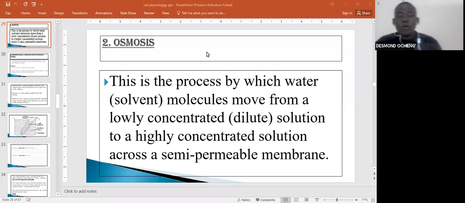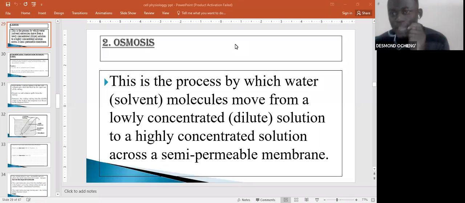Now, when we say across a semi-permeable membrane, it is the same as saying through a semi-permeable membrane. For instance, look at my hand, if this is the membrane, then across would mean it comes from this side to this other side. The word across and through, they mean the same thing. Across a semi-permeable membrane or through a semi-permeable membrane, that would still be the same. So let me repeat the definition once again before we proceed.